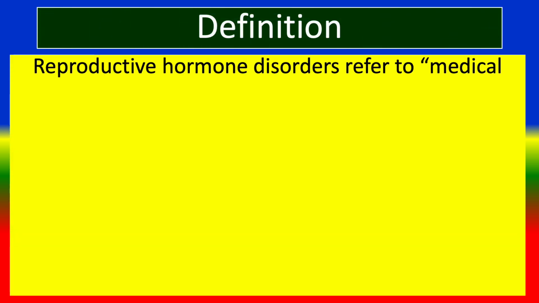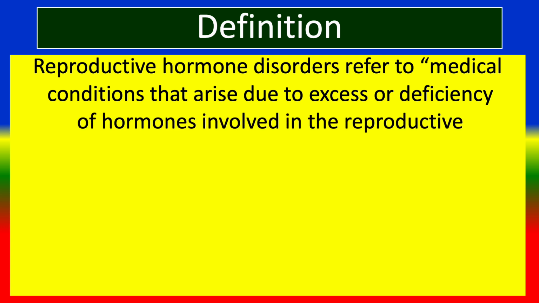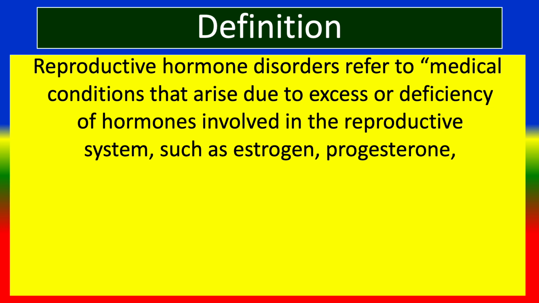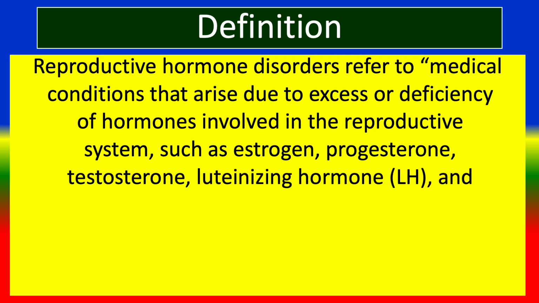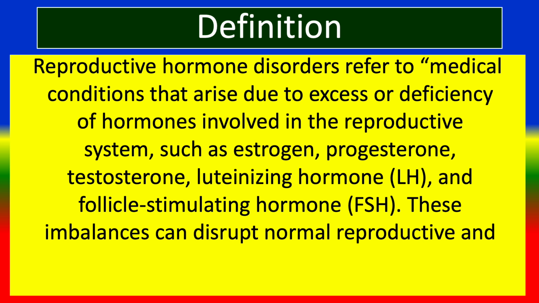Definition. Reproductive hormone disorders refer to medical conditions that arise due to excess or deficiency of hormones involved in the reproductive system, such as estrogen and progesterone, testosterone, luteinizing hormone and follicle stimulating hormone. These imbalances can disrupt normal reproductive and metabolic functions.